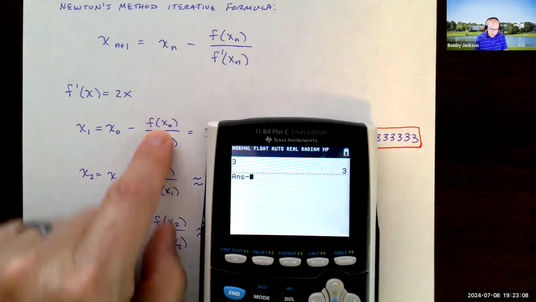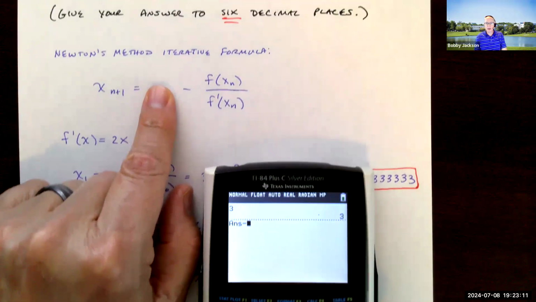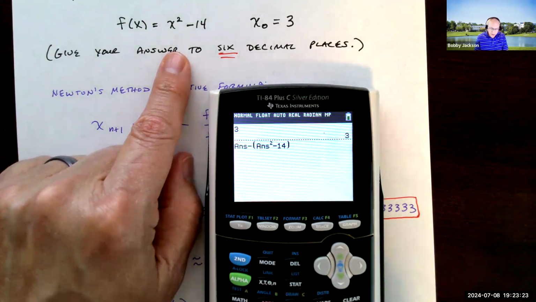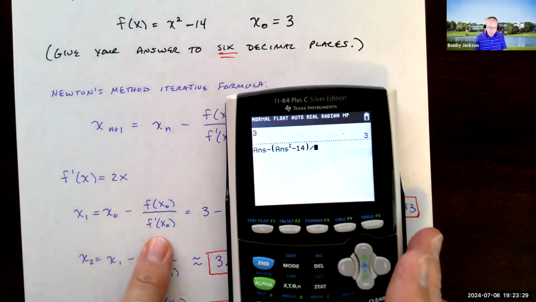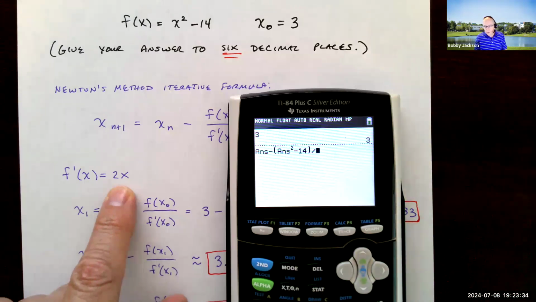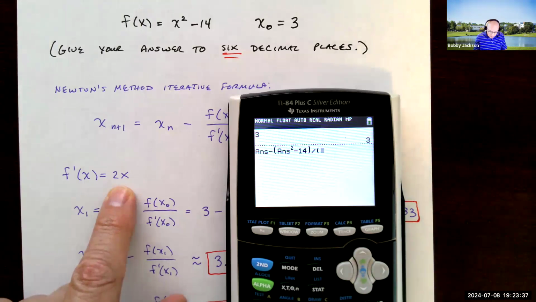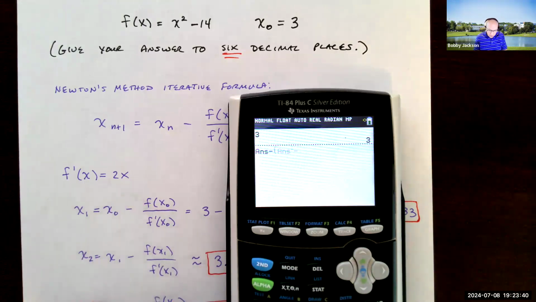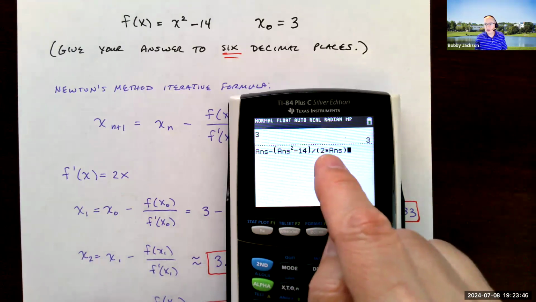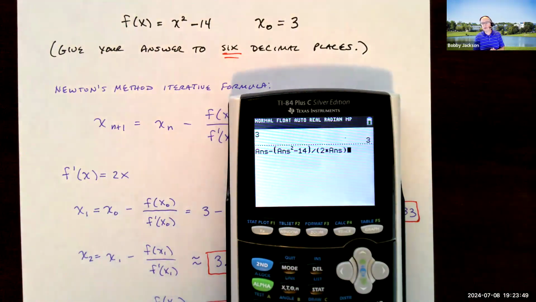Well, that's f of answer. So what is the function f of x? Remember, the function f of x is x squared minus 14. So I'm just going to do in parentheses, answer squared minus 14, close parentheses. You've got to have parentheses around that numerator, divided by the f prime of x of 0, f prime of 3, which is 2 times 3. The way I'm going to do that is, notice I've got to put in parentheses 2 times answer and close parentheses. If you don't put in parentheses, it's going to divide by 2, whatever you have there, and then after you do all that, it's going to multiply by answer. So be careful about these expressions.